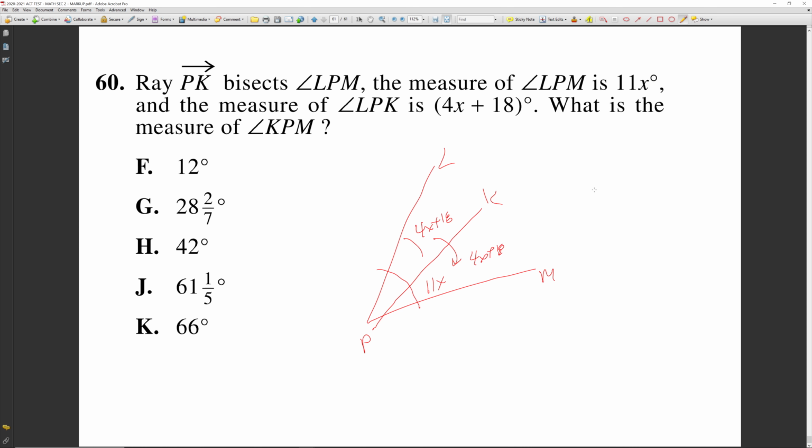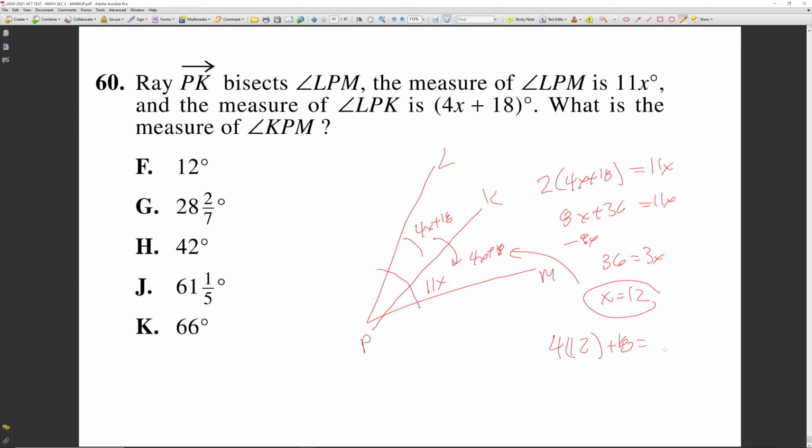So what we need to do now is double 4x plus 18, so 2 times 4x plus 18, and this is equal to 11x. Factor this out, so I have 8x plus 36 is equal to 11x. Subtract 8x from both sides, I have 36 is equal to 3x, x then is equal to 12. Then I have to take this and plug it back into the original formula. So 4 times 12 plus 18, and this is equal to 66. Answer is K. In reality, this should take about a minute, and that concludes the section.